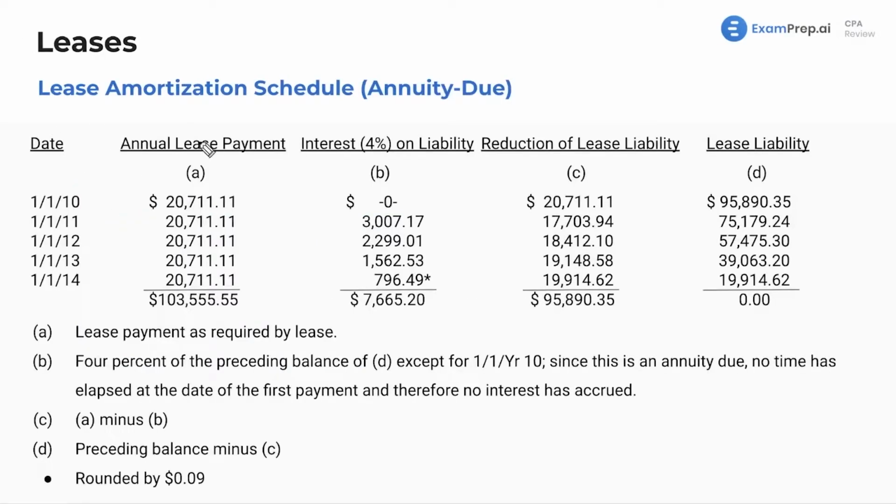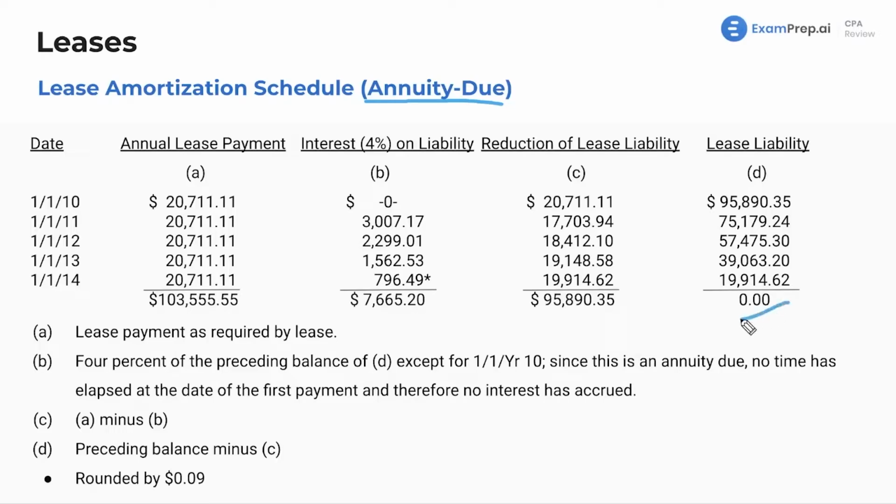Now we have our lease amortization schedule. Remember, we're dealing with annuity due here, so the payments are made at the beginning of the period. In this case, it's the full year. It's 1/1. That's what we're dealing with. And questions might have you just simply answer, well, what's the lease liability at the end of the second year, third year, or what's the interest payment? They might give you components of this, but just like bond amortization or depreciation schedules, it's really important to see the whole process drawn out.